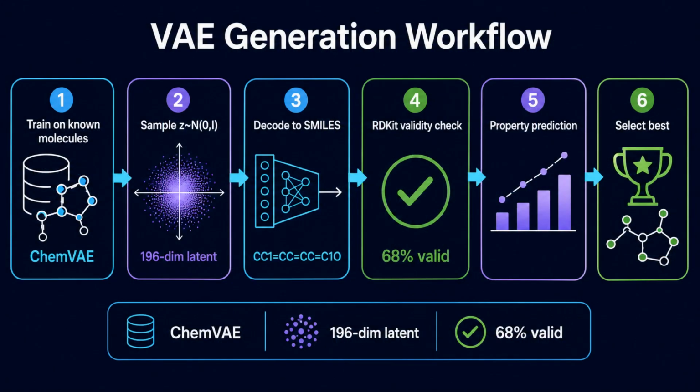The VAE molecule generation workflow is: first train on known molecules, then sample in latent space from a normal distribution, generate novel SMILES with the decoder, check validity with RDKit, predict properties using QSAR and ADMET models, and select favorable molecules. ChemVAE achieved good valid SMILES generation. Advantages include continuous optimization. Disadvantages include some invalid SMILES generation.